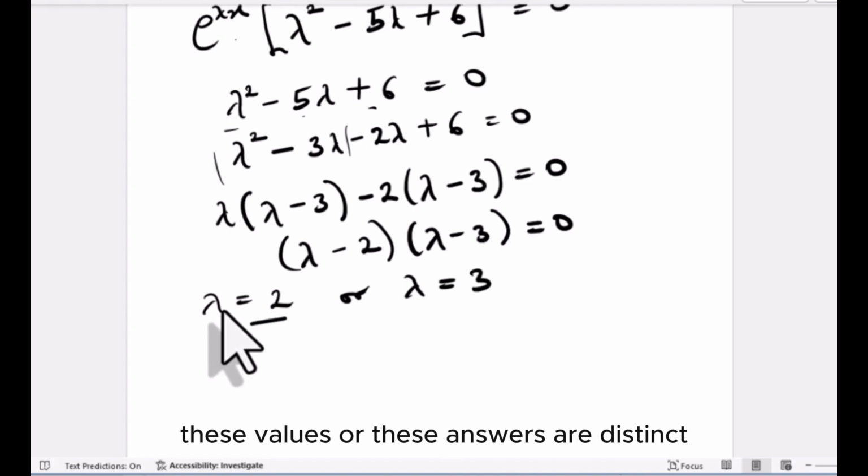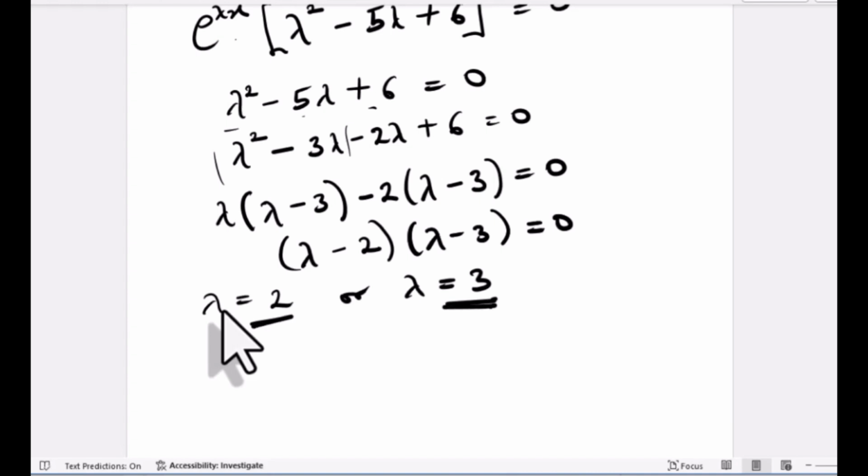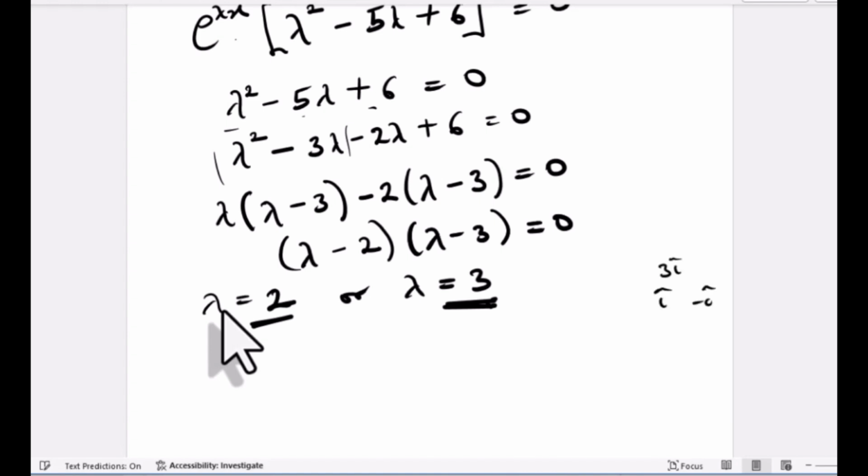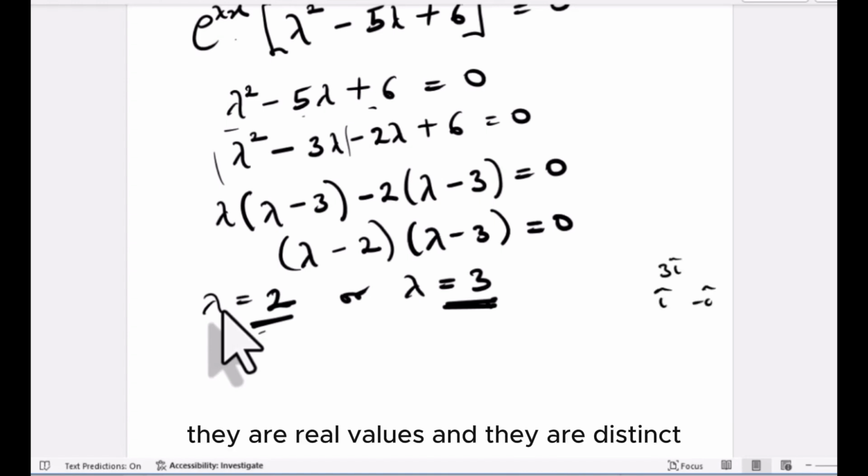These answers are distinct, that is, they are different from each other, and they are real values. That is, they are not imaginary, like maybe 3i, or i, or negative i. They are real values and they are distinct. That is, they are not the same.